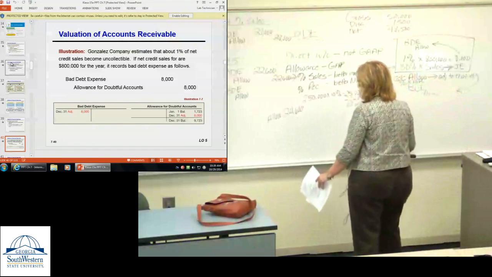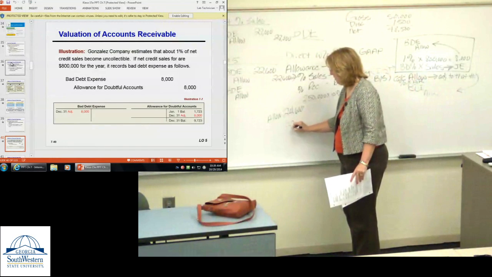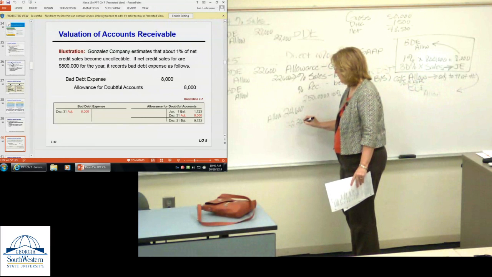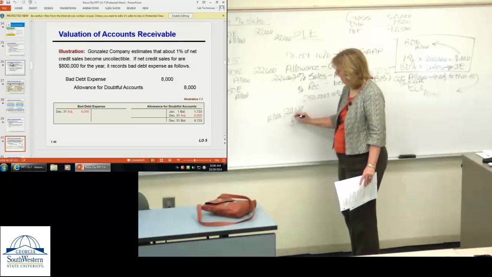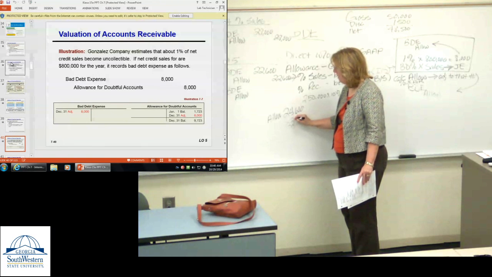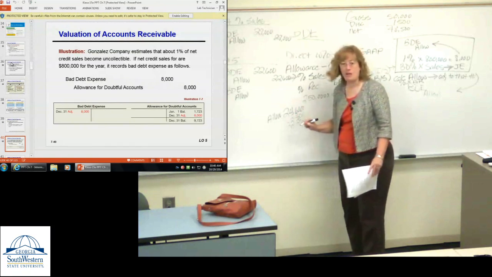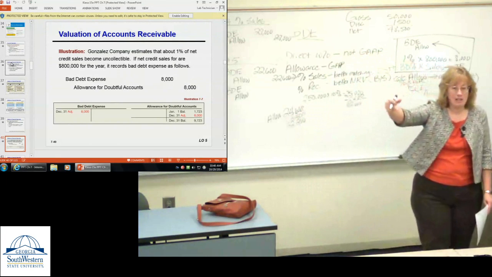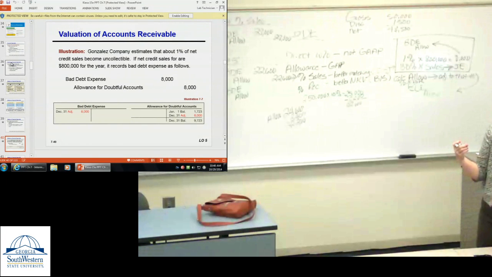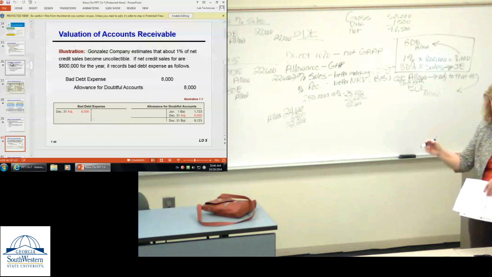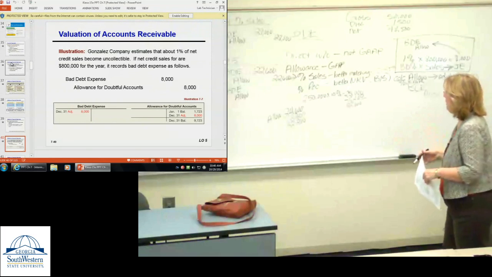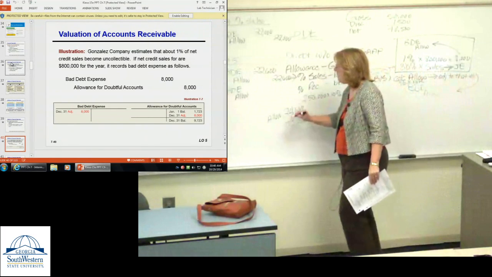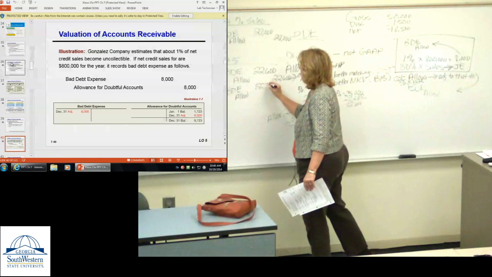So what did you do? 2,400, which is in the account now, right? We're adjusting to that amount, right? The account has a balance of 2,400 and we want to get it up to 24,600, so it's going to take 22,200. So the amount here would be 22,200.